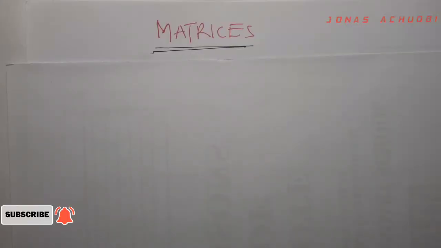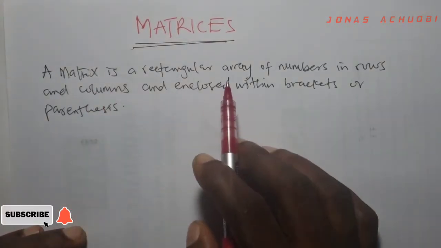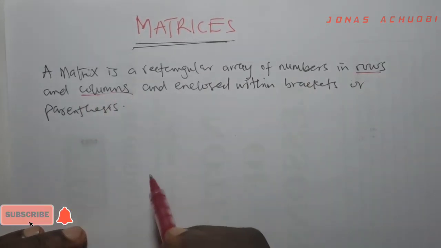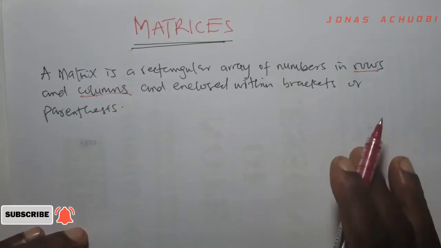Welcome to this first lecture on matrices. A matrix is a rectangular array of numbers in rows and columns and enclosed within brackets or parentheses.